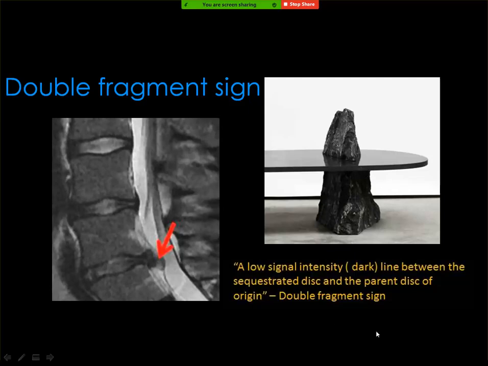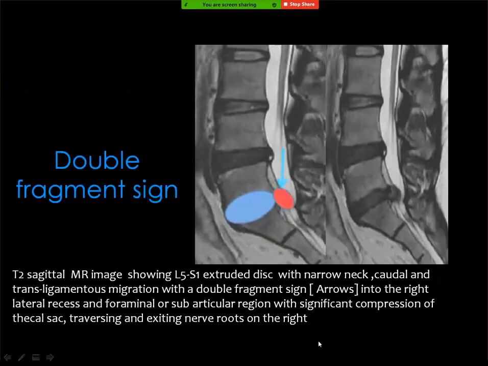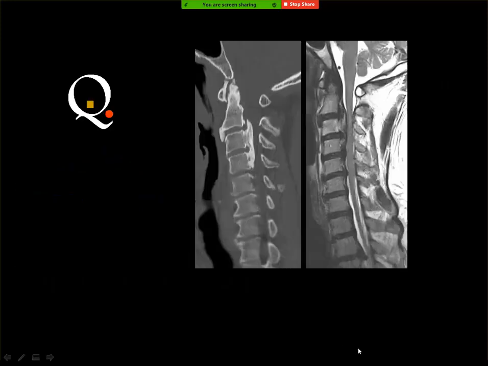And if you see this low signal line between the disc fragments, you can say safely that you are dealing with a sequestrated disc, in spite of the sequestrated fragment not being totally separable from the disc itself. And this is also an appearance of a double fragment sign. And you get herniation and some separation of the disc fragment. Then what do you think of this?